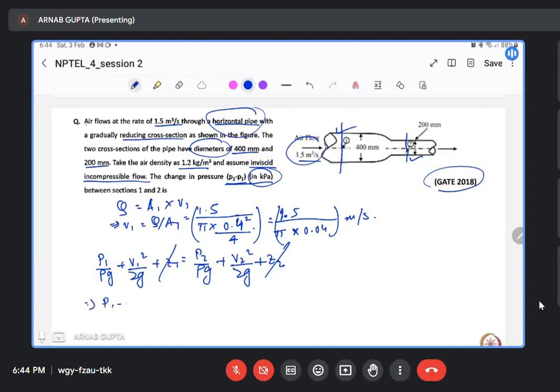So P1 minus P2 by rho g is equal to V2 square minus V1 square by 2g. Again, you have to find out the value of V2, which is nothing but Q by A2, right?